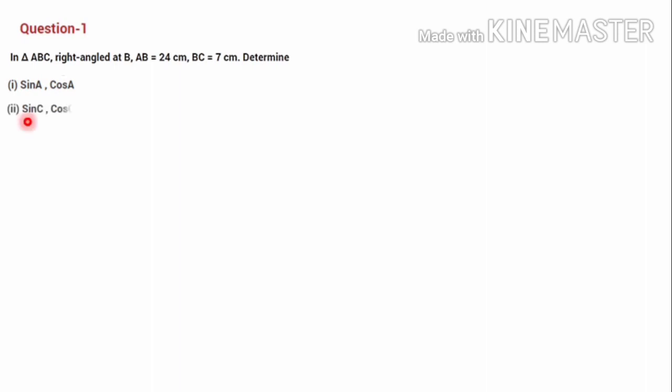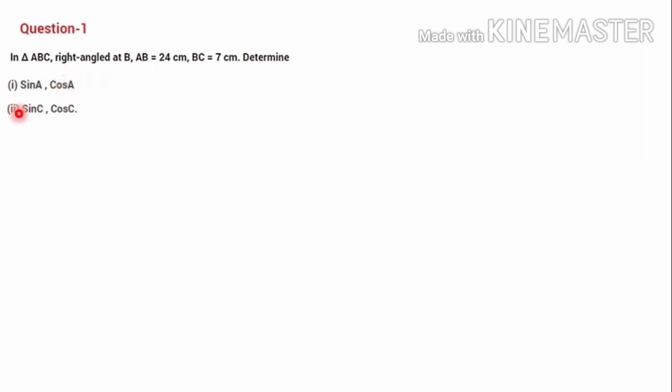Exercise 8.1, first question: in triangle ABC, right angle at B, AB is equal to 24 centimeter, BC is equal to 7 centimeter. Determine, first, sin A and cos A, and second, sin C and cos C. In the first part, we have to calculate sin A and cos A. In sin A, the mentioned angle is A, and in cos A also A is the mentioned angle.